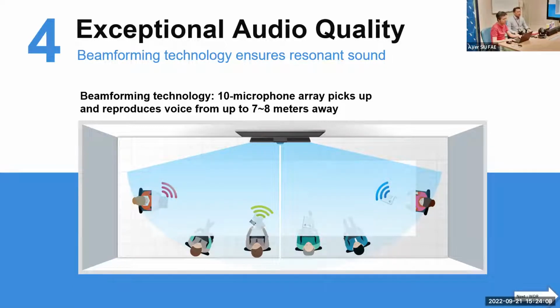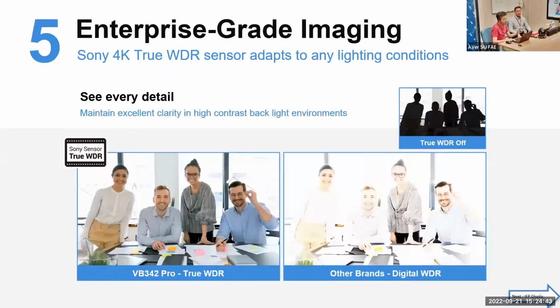So the beamforming system in our VB342 comes with 10 microphones built-in, as Howard said, so they can pick up a wide range. If you are in a middle to large room, the microphones can pick that up, and this helps the beamforming technology receive the human voice through our microphones. Yes, this is the true DR on VB342 Pro.